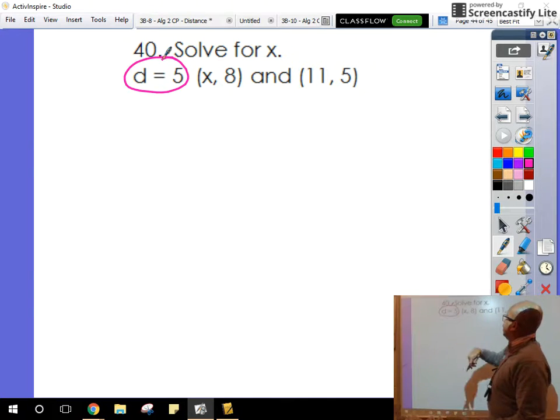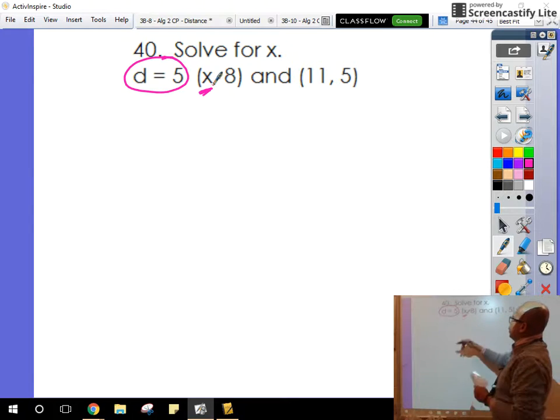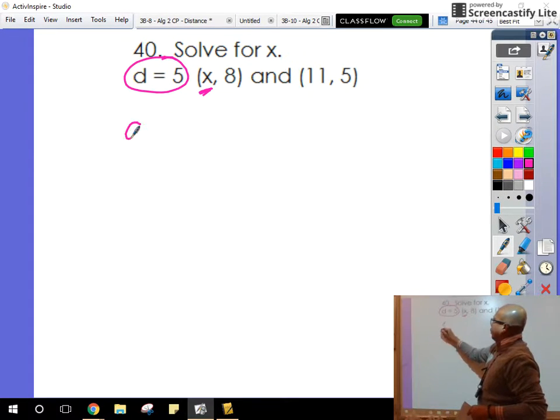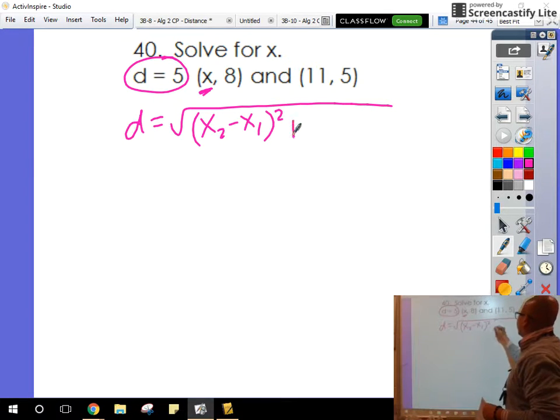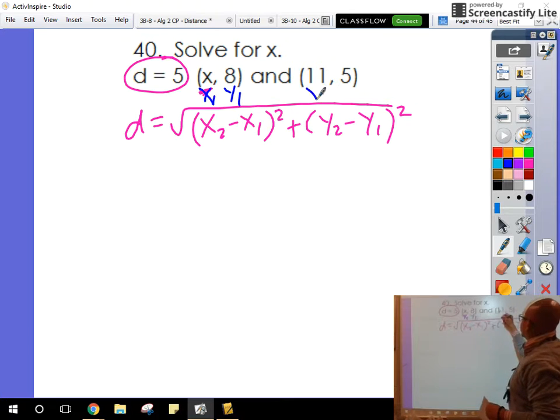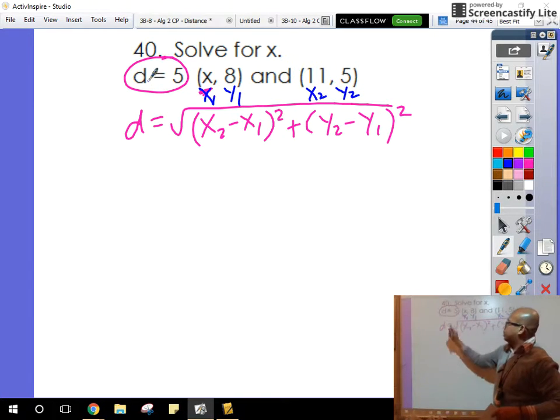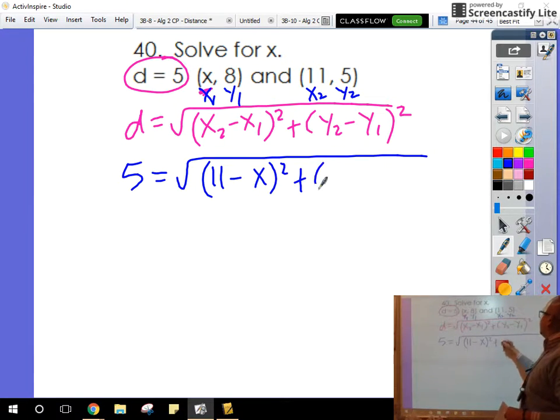Here, the distance is already given. You're missing a coordinate, which is the x coordinate here. So the formula is x sub 2 minus x sub 1 squared plus y sub 2 minus y sub 1 squared. Same thing. This is my x1, y1, x2, y sub 2. The d is 5. So 5 is equal to the square root of (x sub 2 is 11 minus x) squared plus (y sub 2 is 5 minus 8) squared.